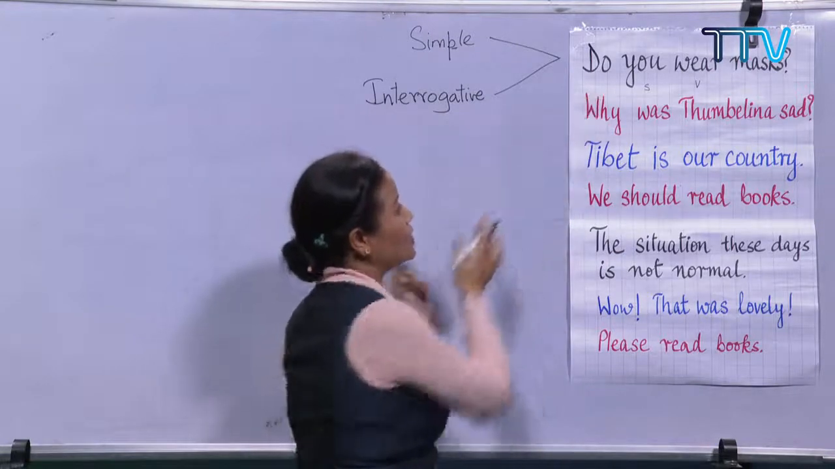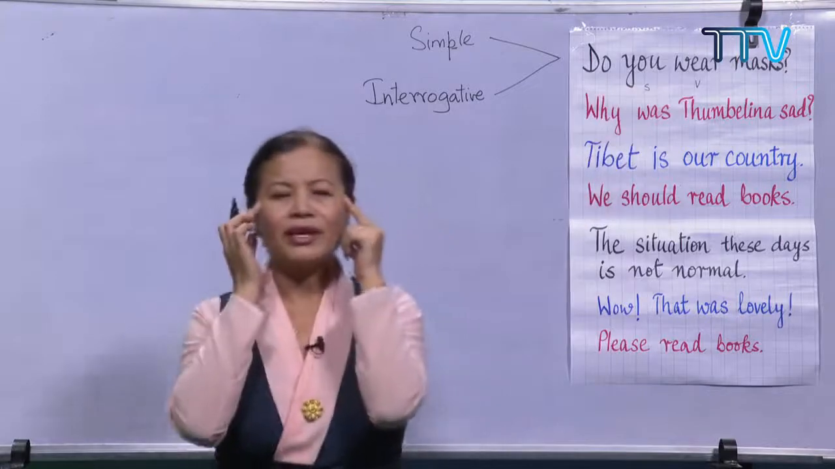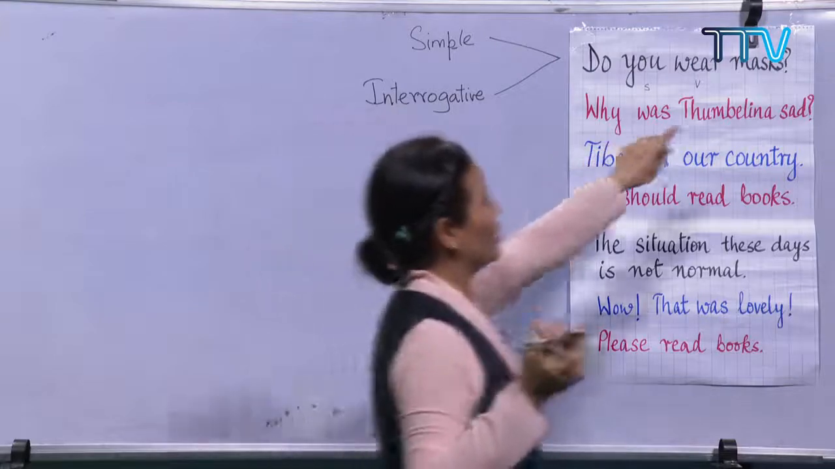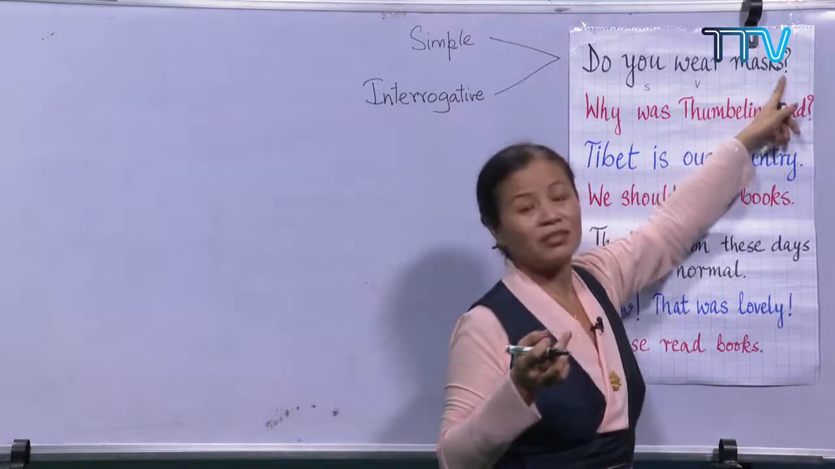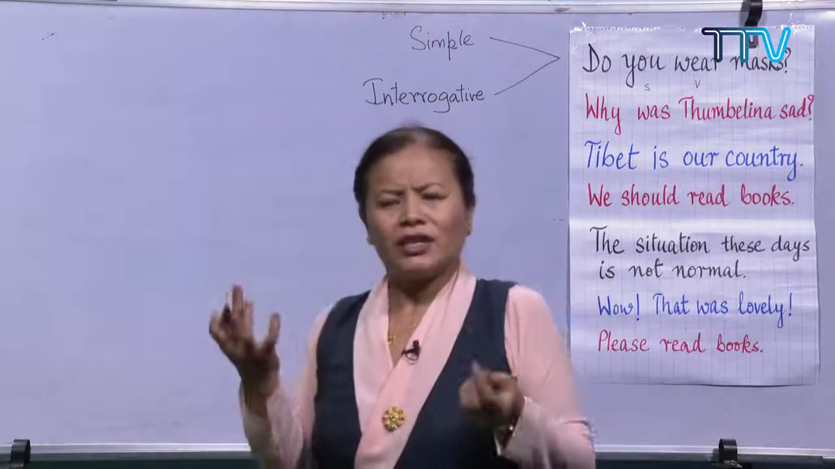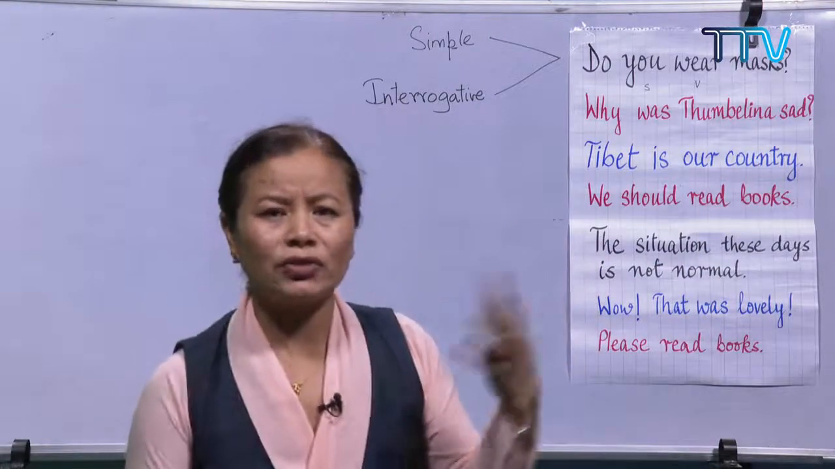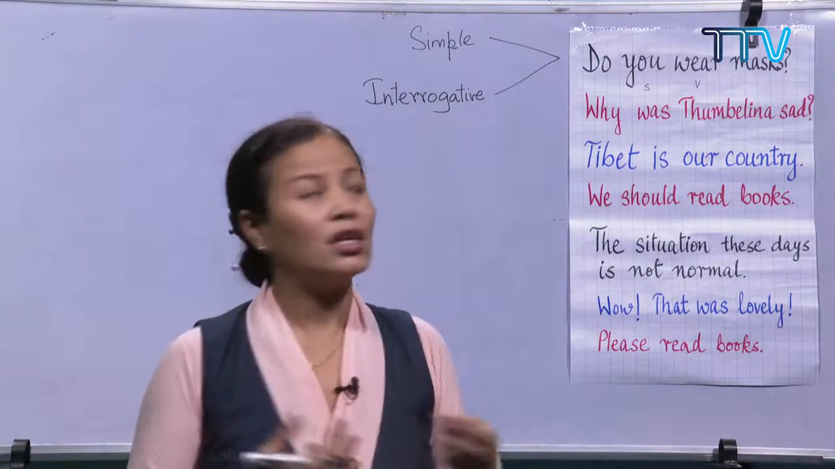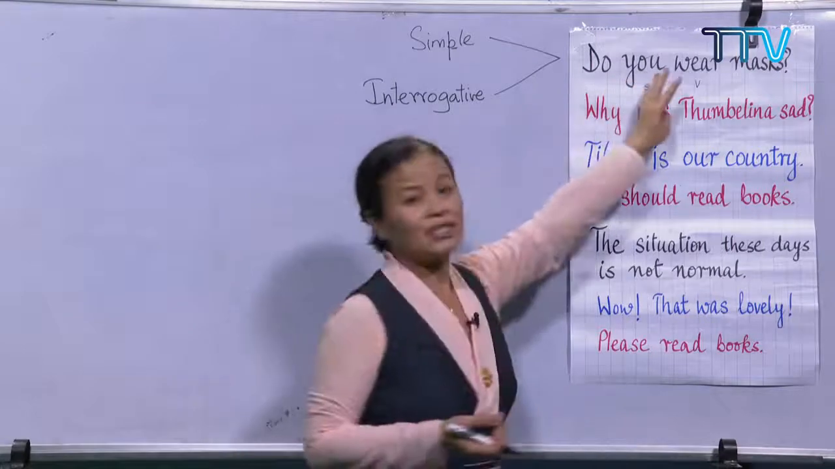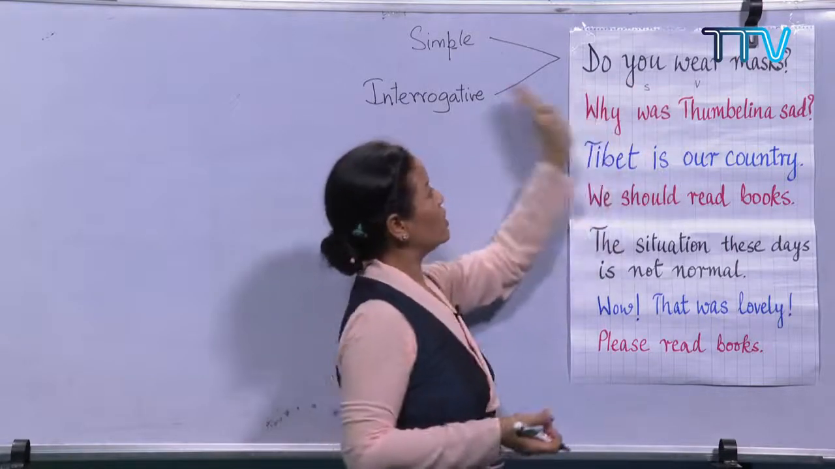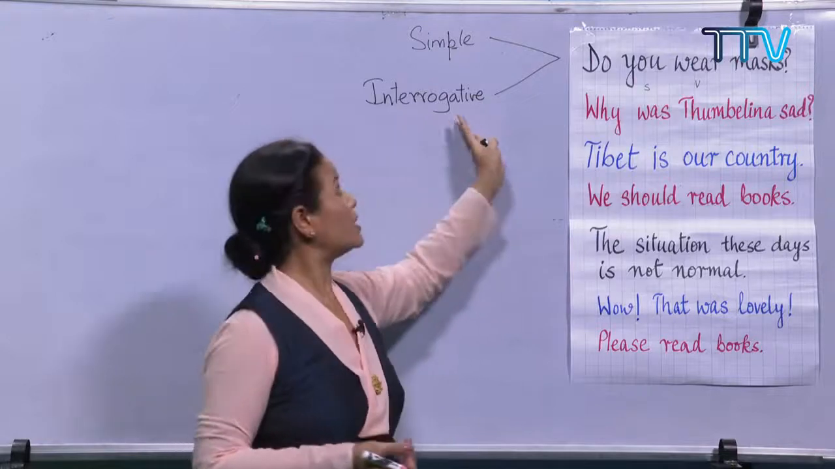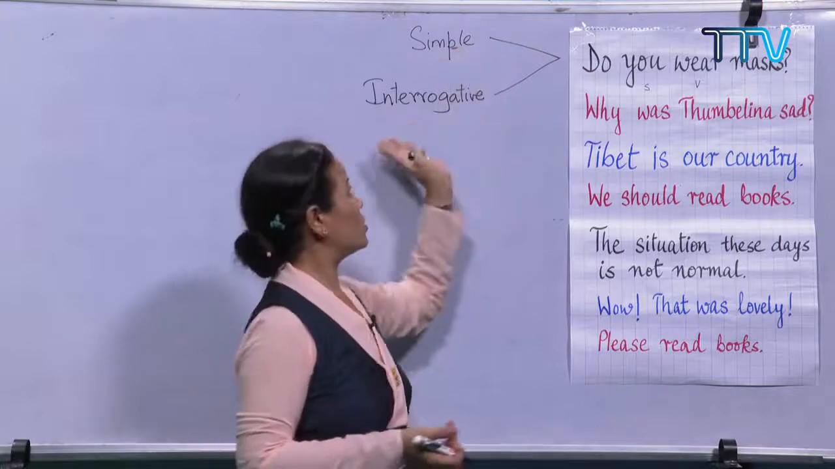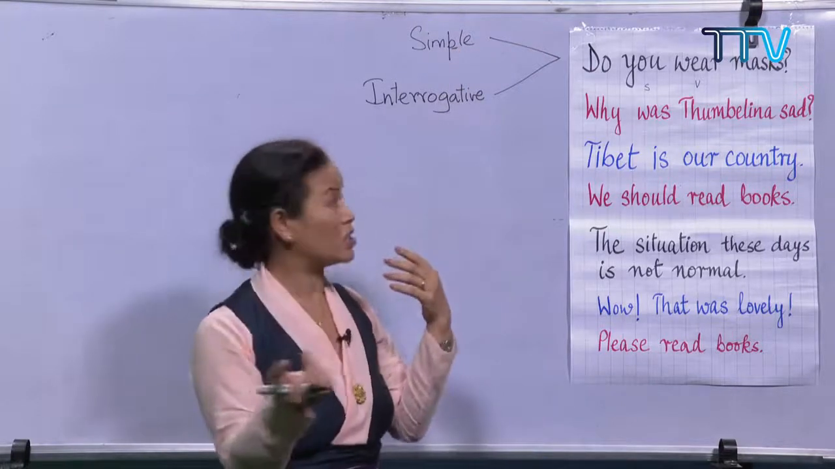Since this is a question, what you need to remember is that all interrogative sentences end with a question mark. You see the question mark here. You might have heard that the police is doing some sort of interrogation about this case. Interrogation means questioning. So, do you wear masks? This is a question. A question is an interrogative sentence, and I have used an example of a simple sentence. Interrogative sentences can be in other structures as well.